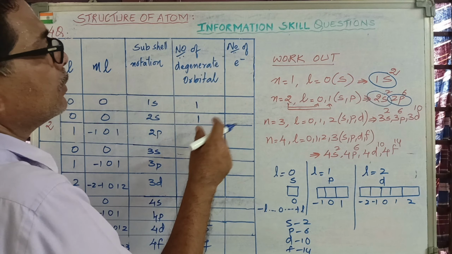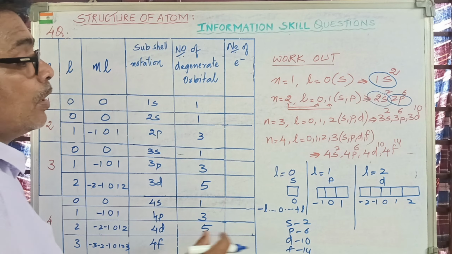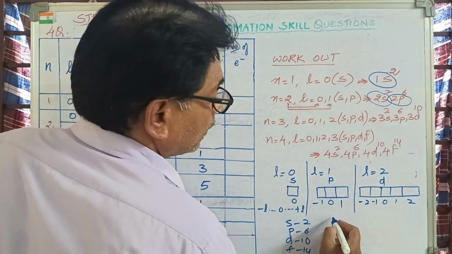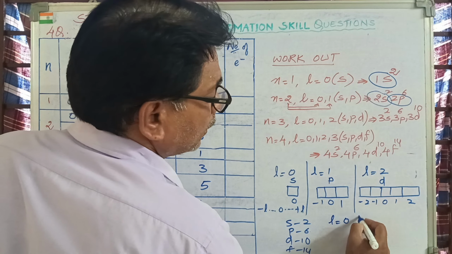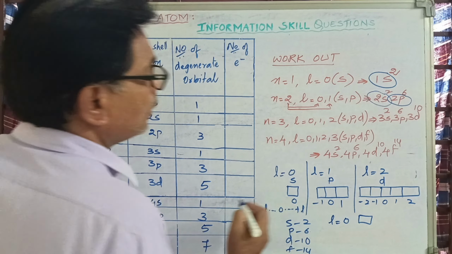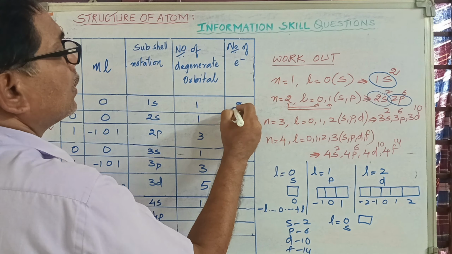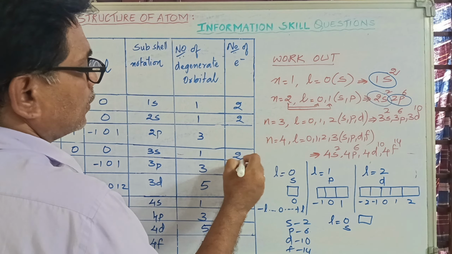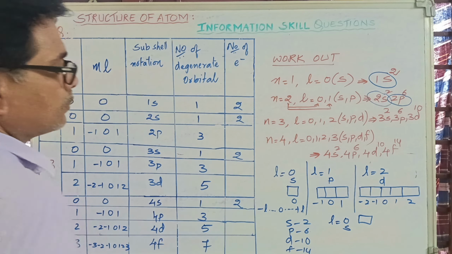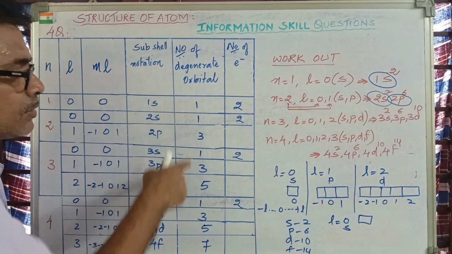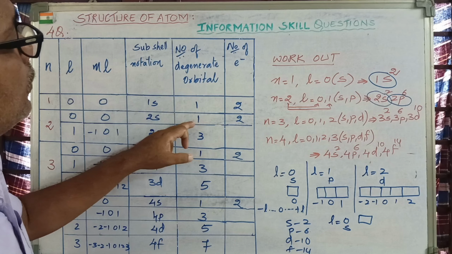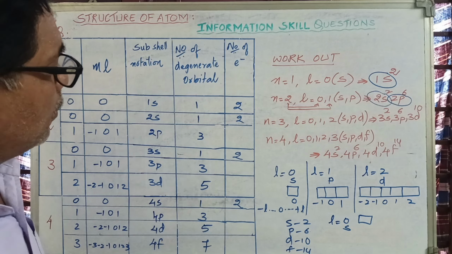Number of electrons: in one box, how many electrons will be there? 2. So for L equal to 0, you are getting 1 box, isn't it? L equal to 0 means S orbital. S orbital, 1 box, means 2 electrons. So whenever you come across 1 box, you just mention 2 electrons, because these are called boxes. 1 box will hold 2 electrons.